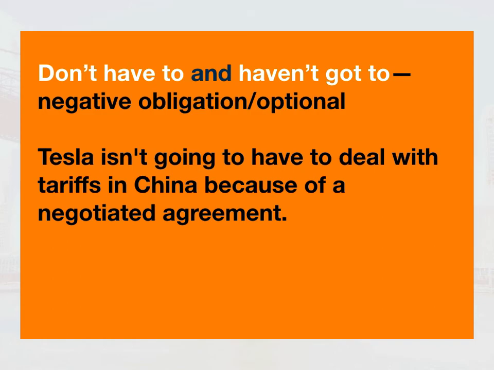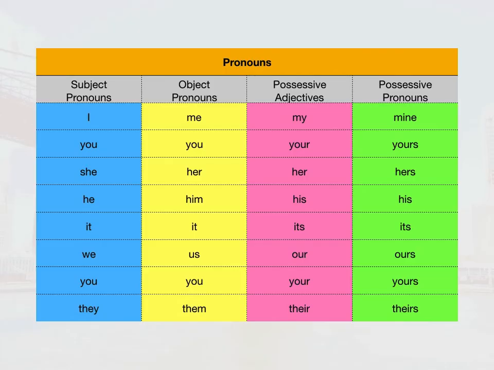All right, and now going back to possession for a second, I want to remind you, you want to know all of the possessive adjectives. So those are my, your, her, his, its, our, your, and their. You also should know the possessive pronouns. Mine, yours, hers, his, its, ours, yours, and theirs. So these are also ways in which we indicate possession in English.